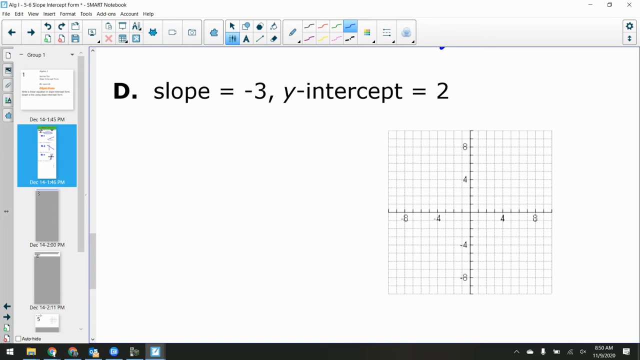Why don't you do D on your own real quick? The y-intercept is 2 and the slope is -3.